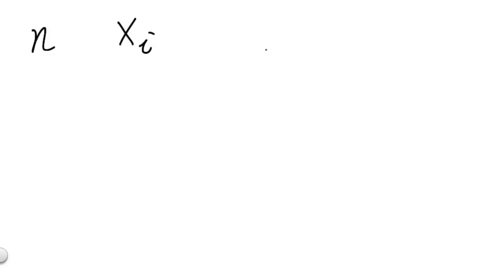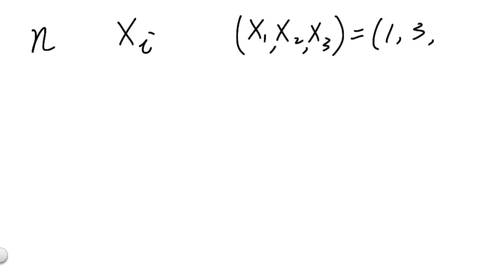For example, if we have 3 people, then x1, x2, x3, the sequence could look like 1, 3, 2. In this case, person 1 goes into seed 1, person 2 into seed 3, and person 3 into seed 2. Now we'll assume that such an arrangement is uniformly random, in the sense that any sequence of seeding arrangement is equally likely to occur.